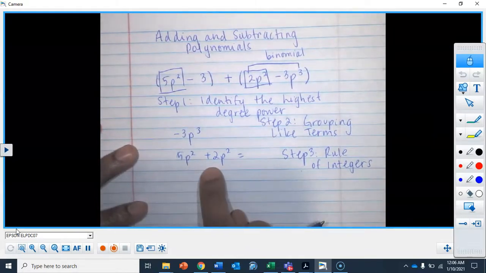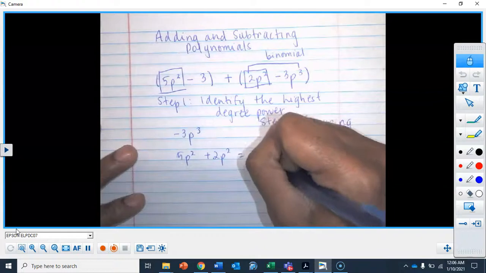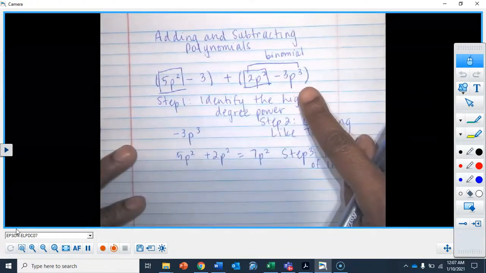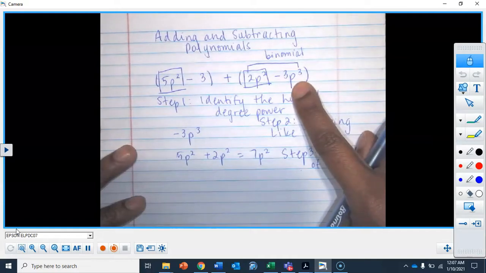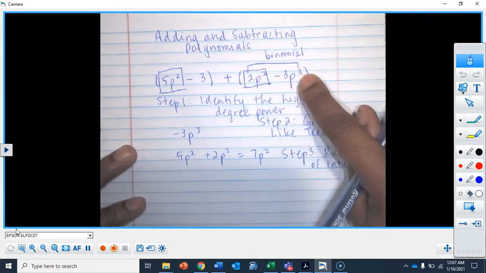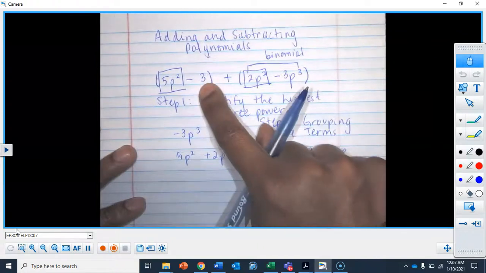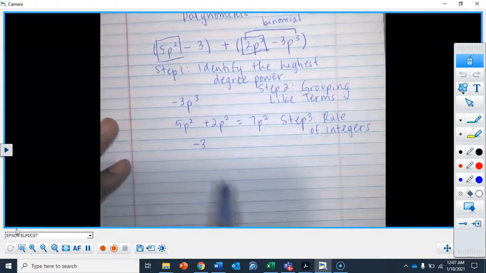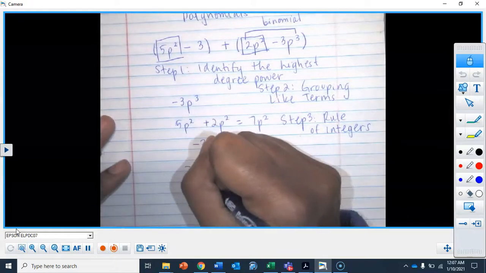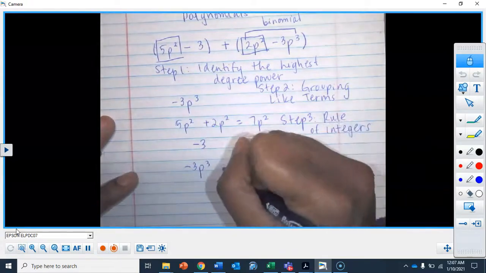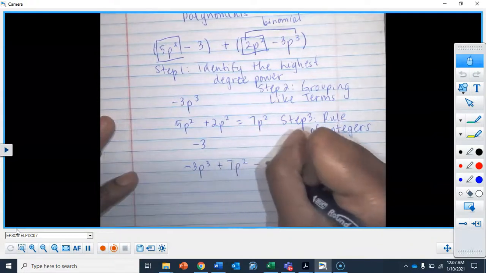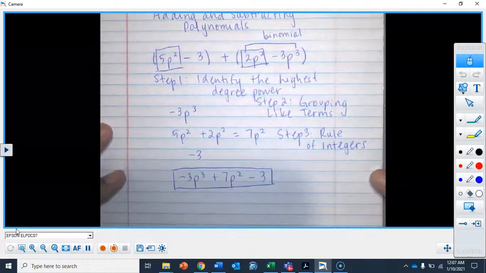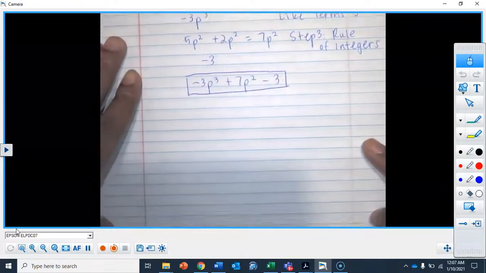We have 5p squared plus 2p squared. That's 7p squared. Now that I've taken care of the p squareds, I have that negative 3p to the third, which is the only one with that power, and then there's the negative 3. All right, and now we're done. We're going to put it all together. So we have negative 3p to the third plus 7p squared minus 3. That's the answer. Okay, easy, easy. All right, let's go to the next one.